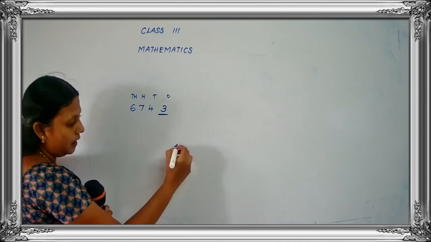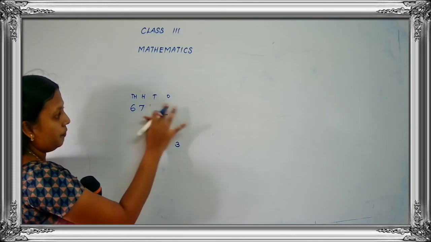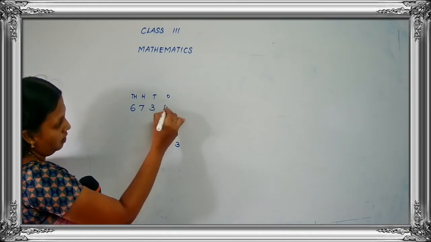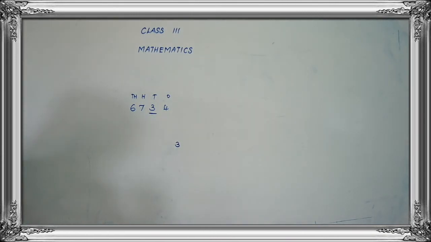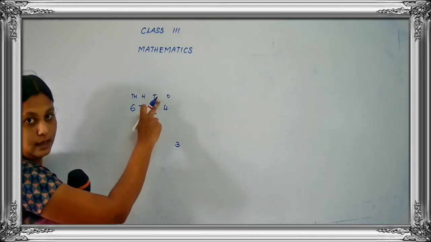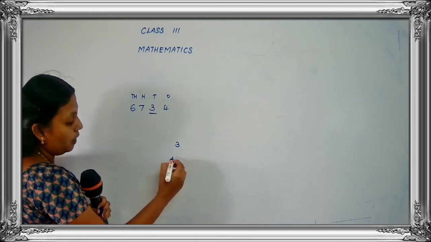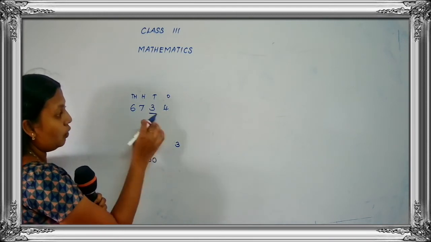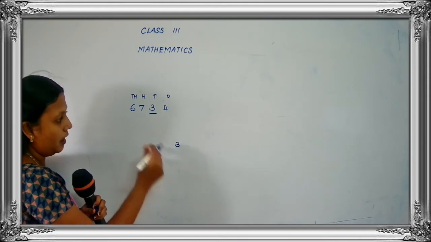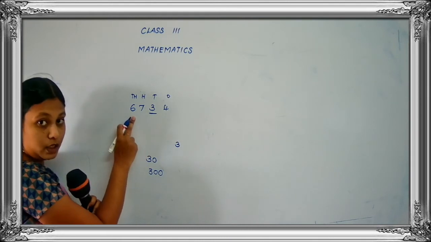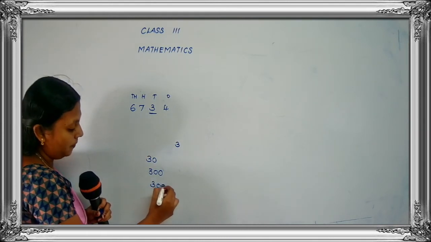So we want to write 3. The place value of 3, in which place? If 3 is in tens place, yes, then you want to write 30. If 3 is in 100 place, we have to write 300. But if 3 is in 1000 place, we have to write 3000.